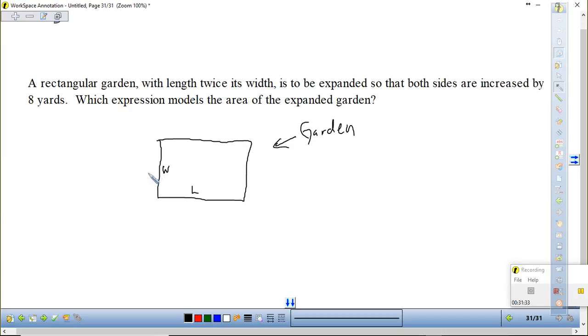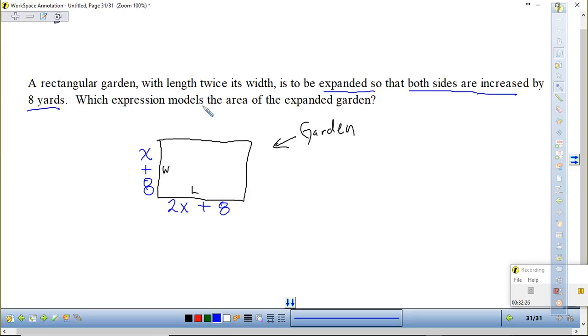Do we know how much the width measures? No, so what can we label it? So label it X, but label it up here a little bit above where you wrote the W. So if that is the width, the length is twice the width, what do we label this one? Twice the width. 2x. And notice where I place it. Why did I write it there? Because it says, is to be expanded on both sides, and they are increased by how much? 8. That means that I need to do what? Plus 8 and plus 8.